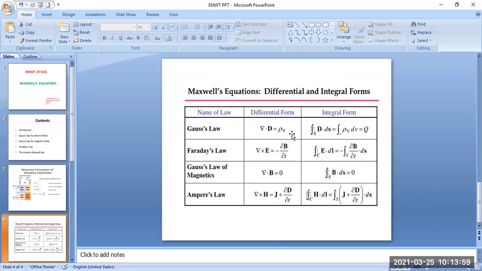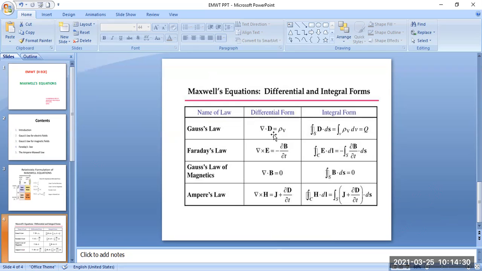So if the equation contains the divergence of a vector, we can apply the divergence theorem. If the equation contains the curl of a vector, we can apply the Stokes theorem. The main purpose of the divergence theorem and Stokes theorem is converting from differential form to integral form or vice versa. For example, Gauss law in differential form, that is del dot D bar is equal to rho v.